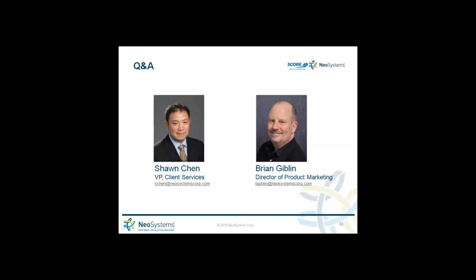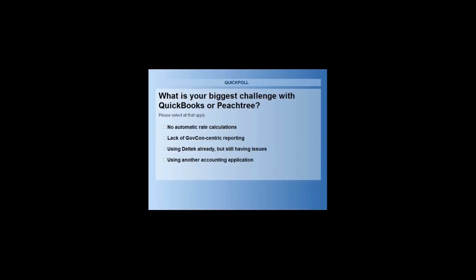And now I want to open up for one final poll. We're going to launch that poll, get a little more understanding of, now that we've done this webinar, get a little more insight into you. If you're using QuickBooks, what are some of the biggest challenges you're facing? Sean mentioned the automatic rate calculations. Has that been a challenge for you? The lack of GovCon-centric reporting, as many of you know, the government does want specific reports, especially those job status reports that let you know where you are in your project and your funding. So is that a challenge for you in making sure you can deliver on budget?